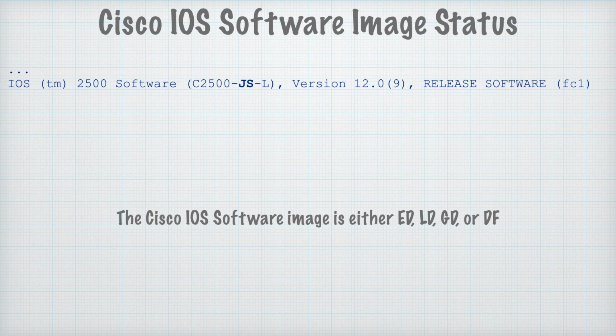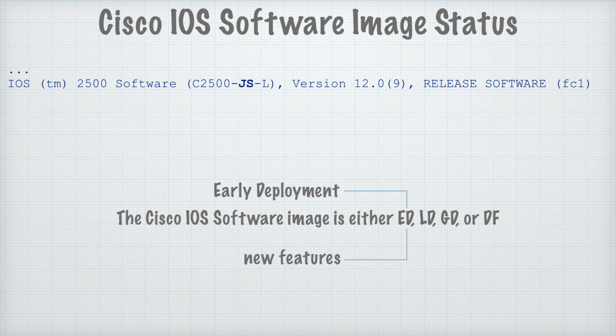Cisco IOS software image status. The Cisco IOS software image is either ED, LD, GD, or DF. ED stands for Early Deployment. Early deployment releases offer new features, platform, or interface support. Most non-major releases contain ED releases.